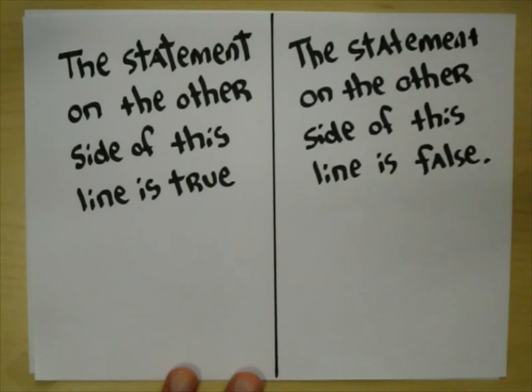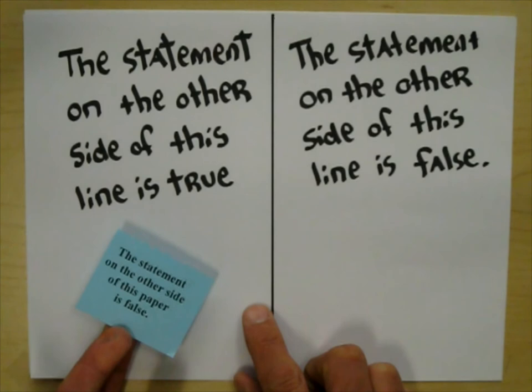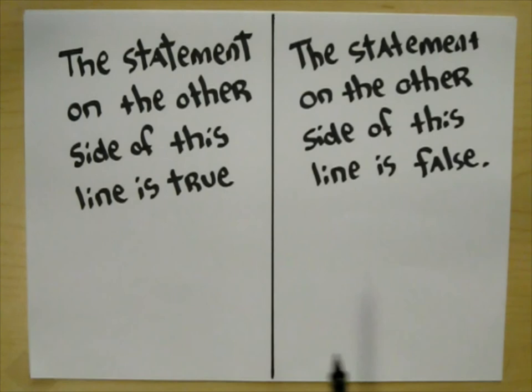Okay, so what about this right here? This is fun. It's actually better when you have a little card. The statement on the other side of this paper is true. The statement on the other side of this paper is false. I had to do it this way because this class had to be taught online, and I had no choice about that. And so let's analyze this. The statement on the other side of this line is true. The statement on the other side of this line is false.